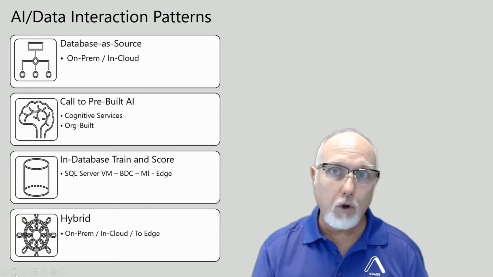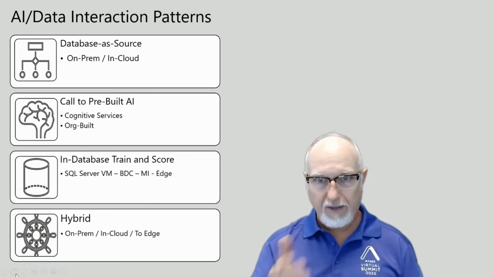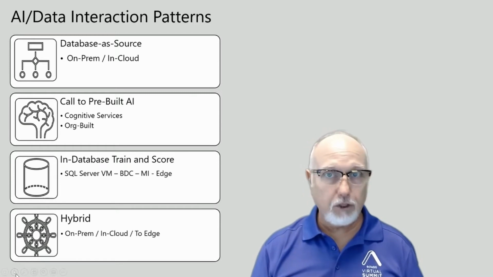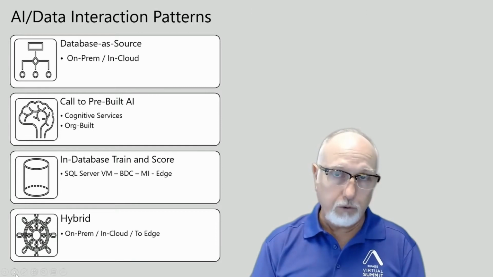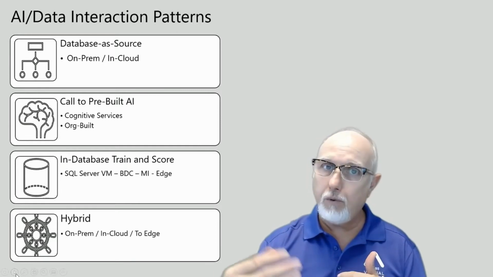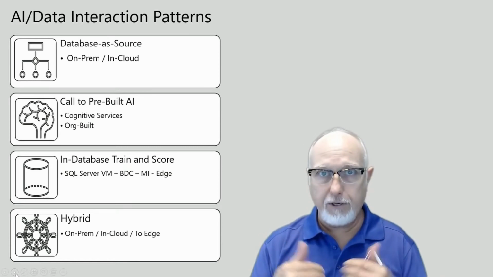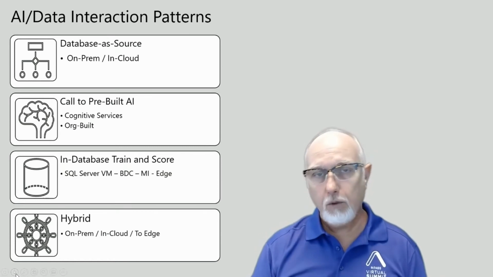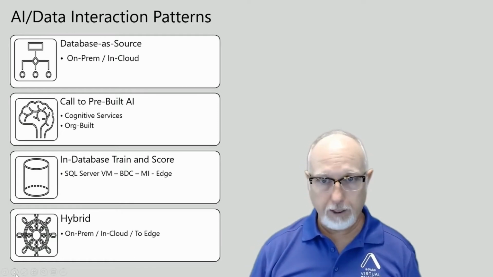Then we have a call to pre-built AI. And this is the one I told you I would show you sort of how that works. The cognitive services here are the ones you can use from us. And then you can build your own and call out to your own API. The API call will be the same, only the setup and teardown and access of the channel will be different if you've built your own pre-built AI. Very common in many organizations.